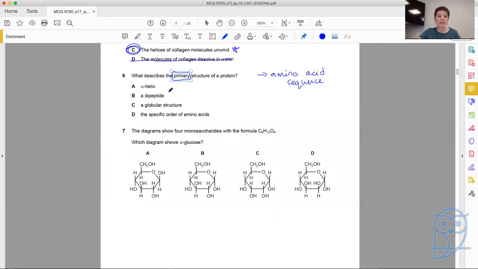So is it alpha helix, a dipeptide, a globular structure, or the specific order of amino acids? Definitely the specific order of amino acids. Alpha helix would be secondary structure. Globular would be tertiary structure. Dipeptide is just 2 amino acids bonded together.